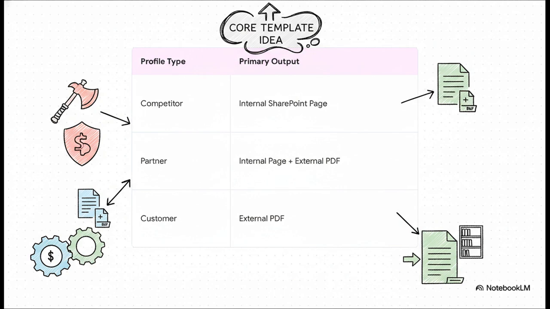For competitors, the output is an internal SharePoint page. Think of it as a living, breathing battle card. For partners, it's a two-parter, an internal page for your sales team and an external PDF for co-marketing. And for customers, it's a clean, sharp, external-facing PDF for your collateral library.